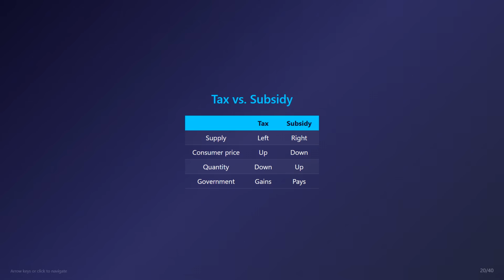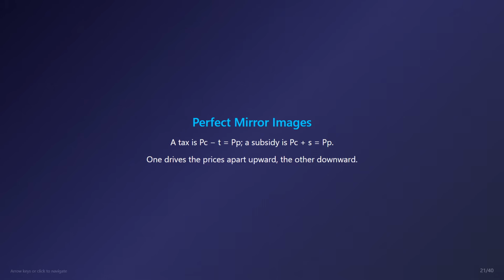Let's put the tax and the subsidy side by side. A tax shifts supply left, a subsidy shifts it right. A tax raises the consumer price, a subsidy lowers it. A tax cuts the quantity, a subsidy raises it. A tax earns the government revenue, a subsidy costs it money. They are perfect mirror images.